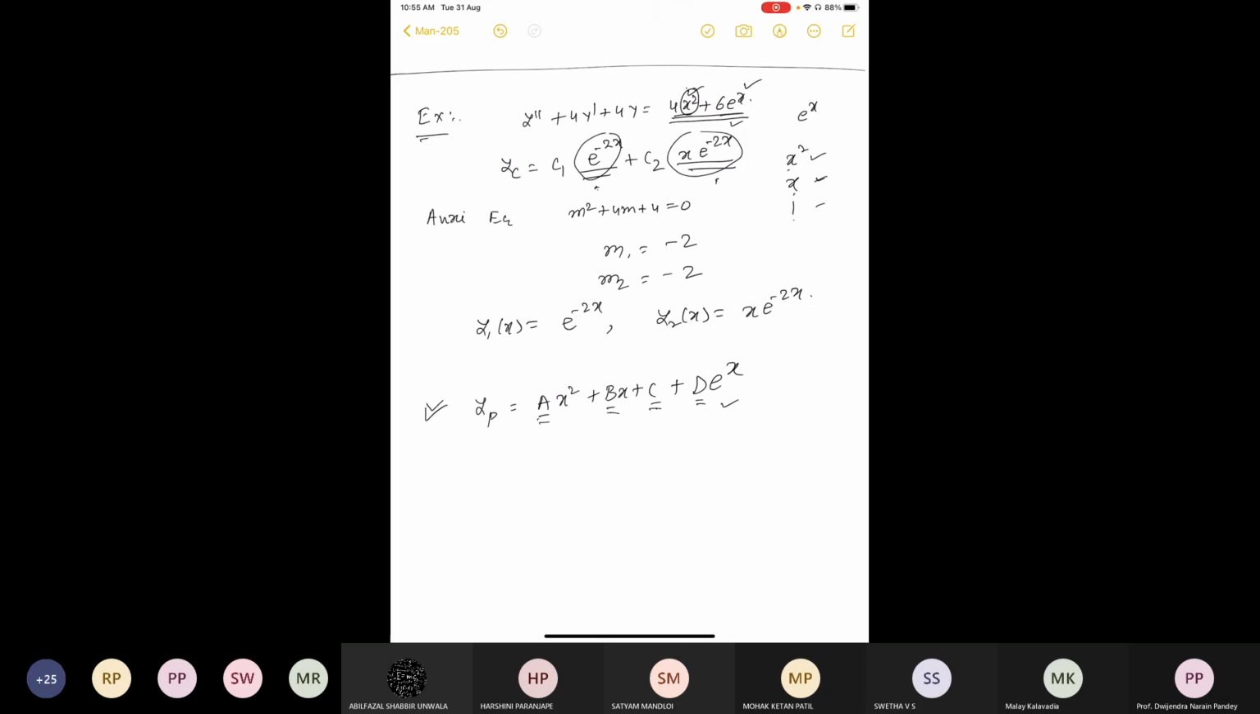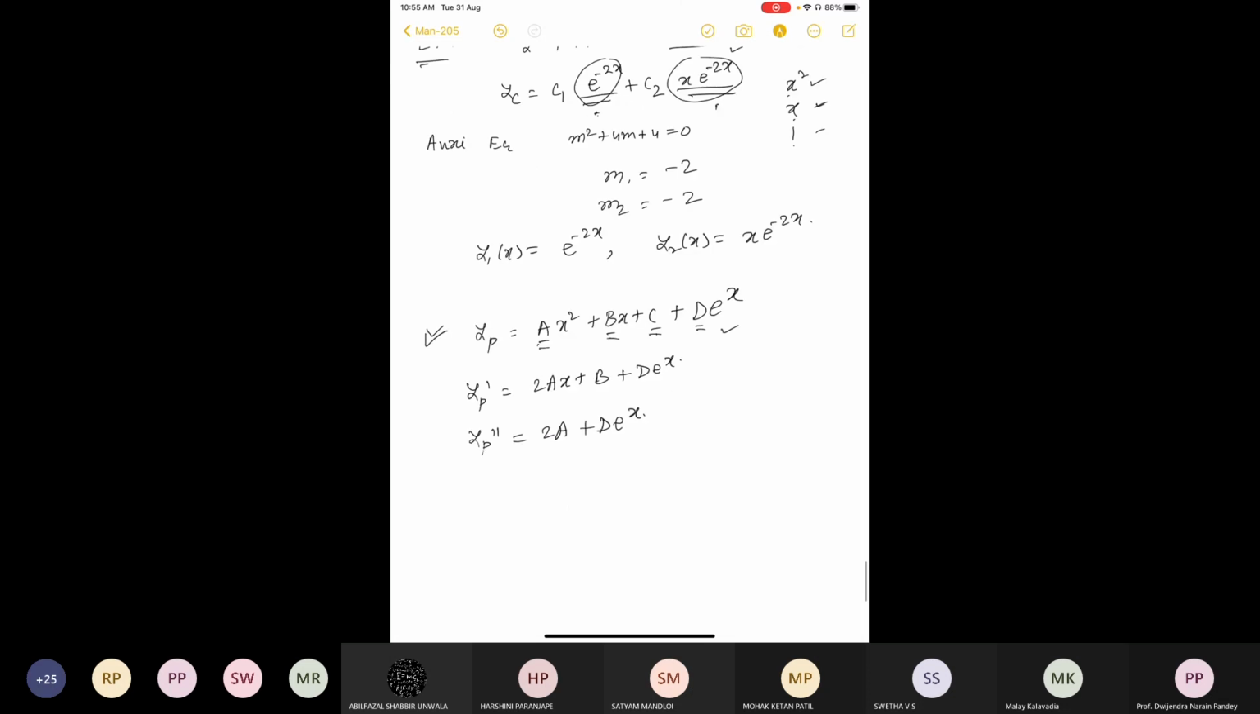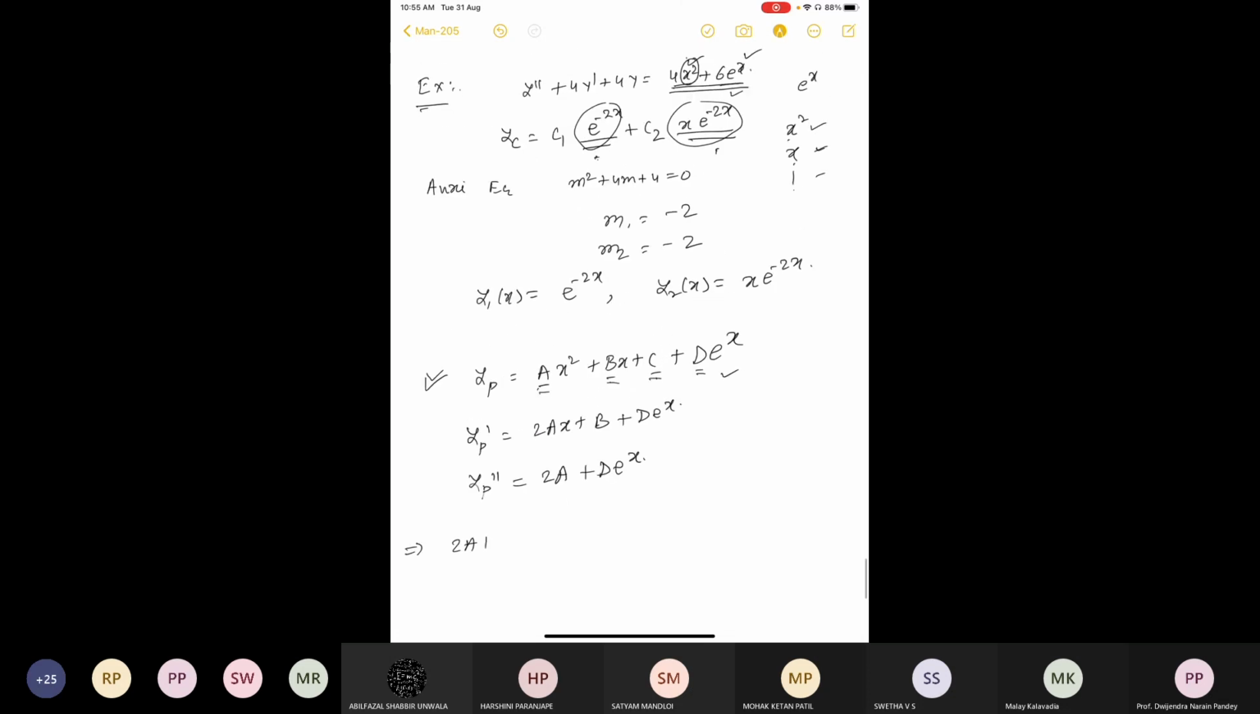And then put it back. How to put it back? We write yp dash, which is 2ax plus b plus d e to the power x, and yp double dash is equal to 2a plus d e to the power x. Put it back. So you get 2a plus d e to the power x, plus 4 times yp dash, that is 2ax plus b plus d e to the power x, plus 4y, that is ax square plus bx plus c plus d e to the power x, equal to 4x square plus 6e to the power x.